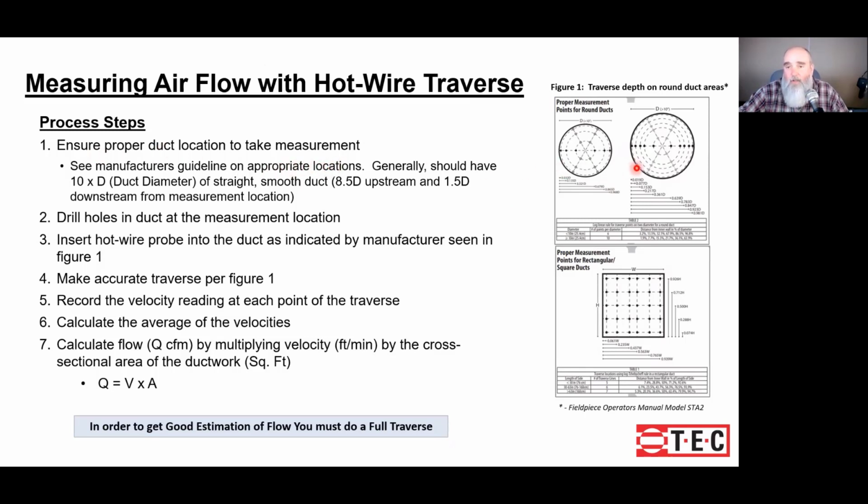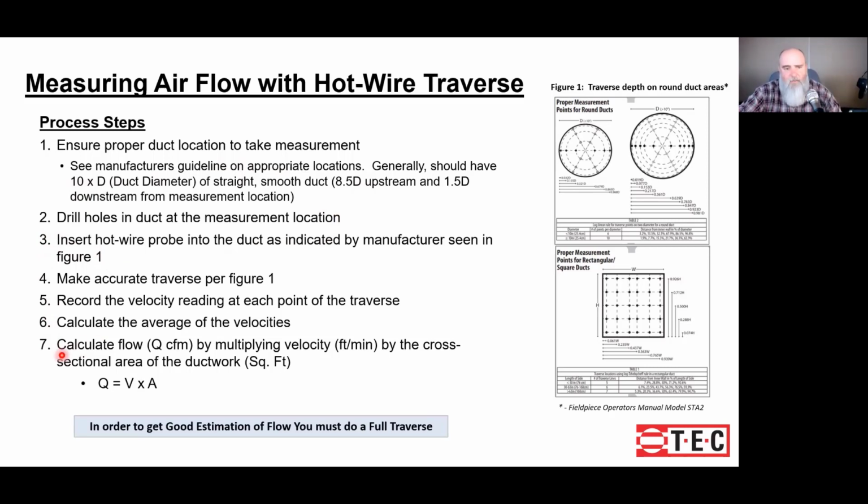To ensure that we're going to get the most accurate results that we can, we want to follow a documented procedure, and that's exactly what we have here. It's listing 10 duct diameters upstream from the measurement being straight, and the idea behind that is for the airflow to become more uniform. The process is fairly simple. In fact, I am going to skip going through them individually here and jump to the next slide.